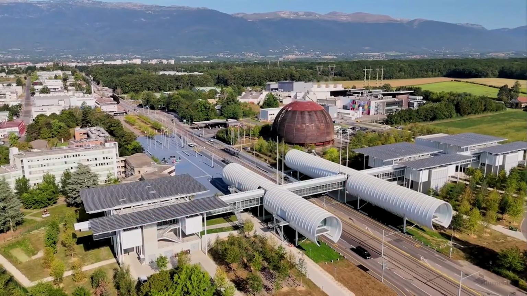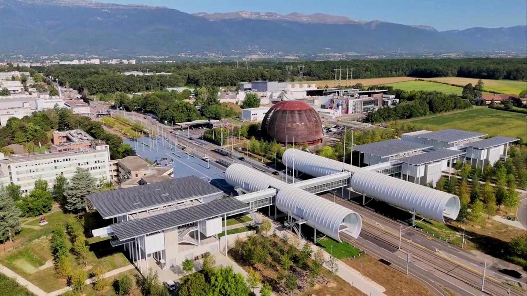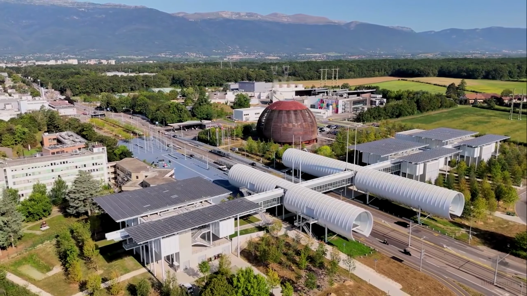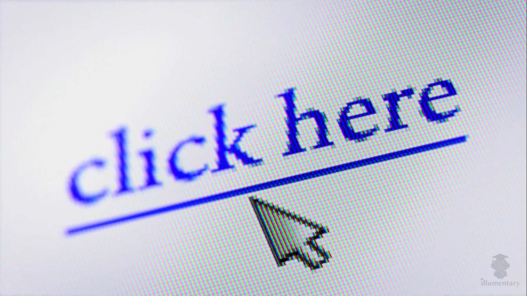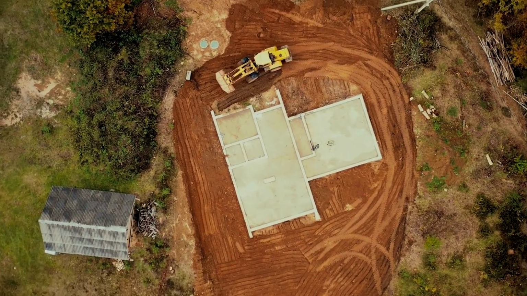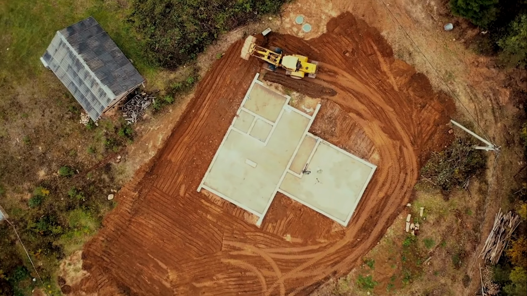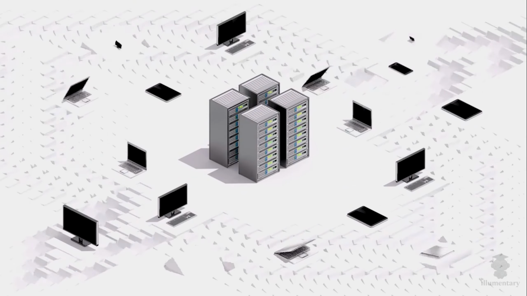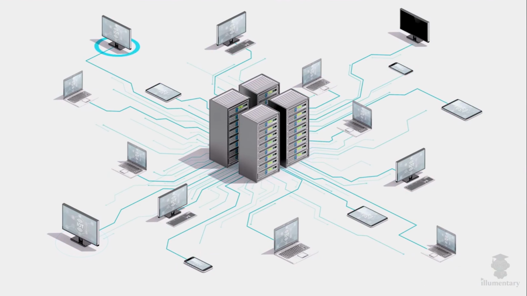In 1989, at CERN in Switzerland, Tim Berners-Lee proposed a new way for people to share information, a web of pages connected by clickable links. He didn't realize it at the time, but he was laying the foundation for a revolution. He built the first web server, the first web browser, and the first website, a simple page explaining what the World Wide Web was and how to use it.